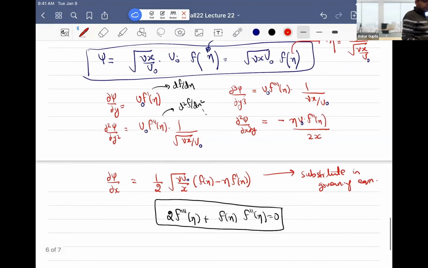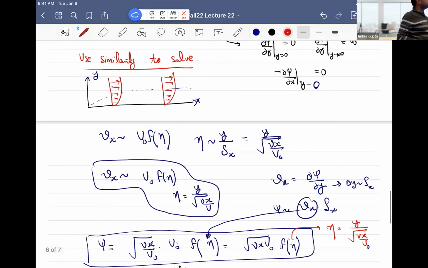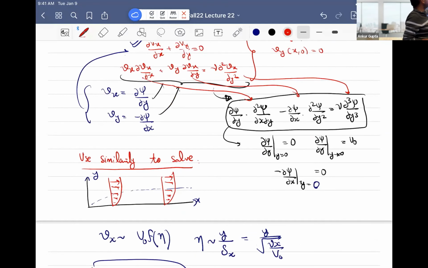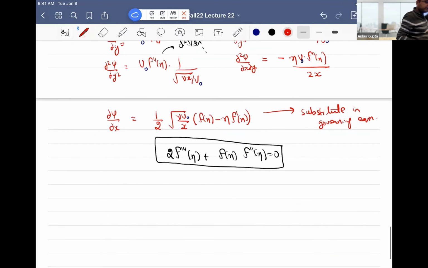So just to show you once again, I'll come back to this page. This is the governing equation I'm talking about. The top right, in the black box, is all the derivatives I calculated in terms of f of eta, substituted them, and got back this. Look at this equation. So this is the idea.